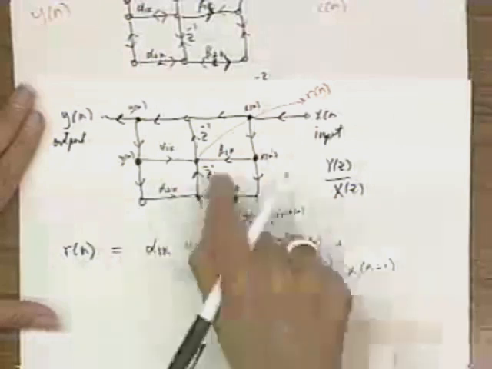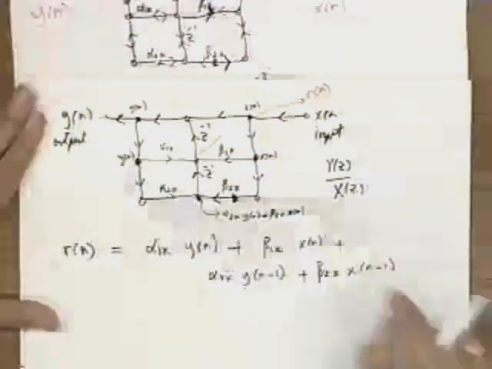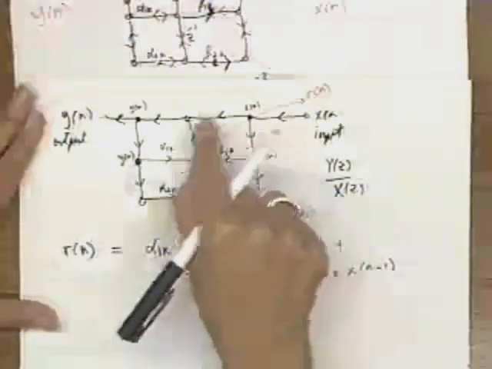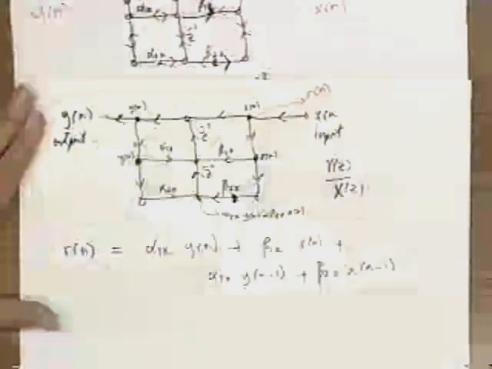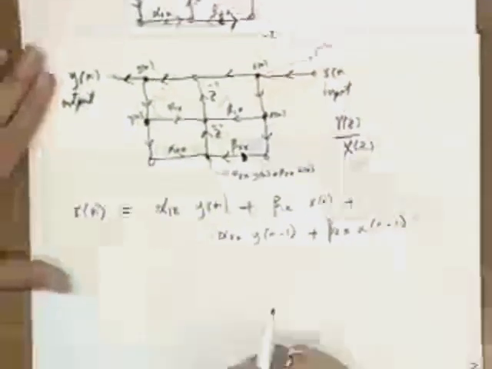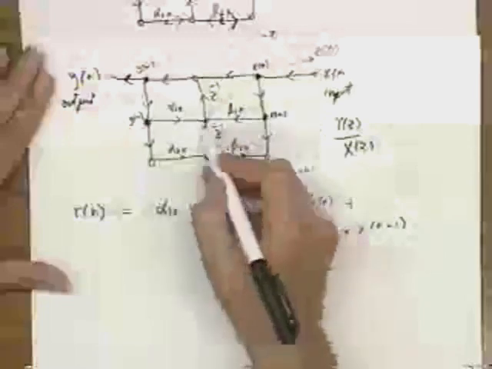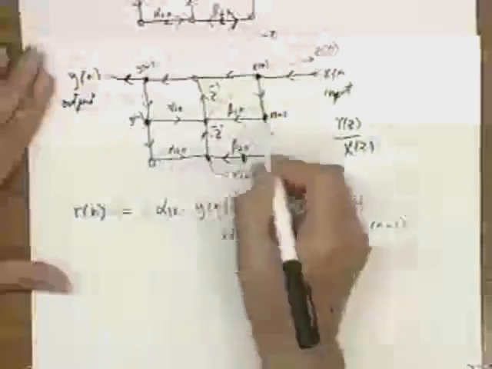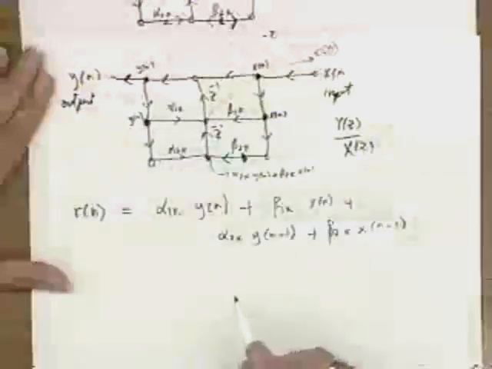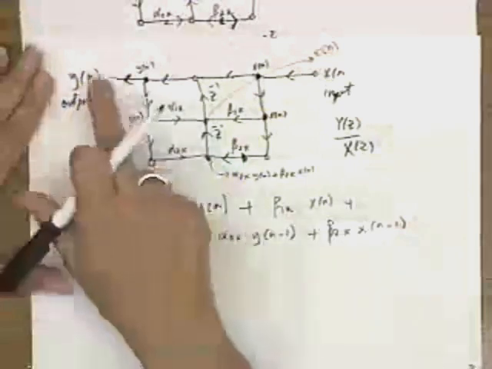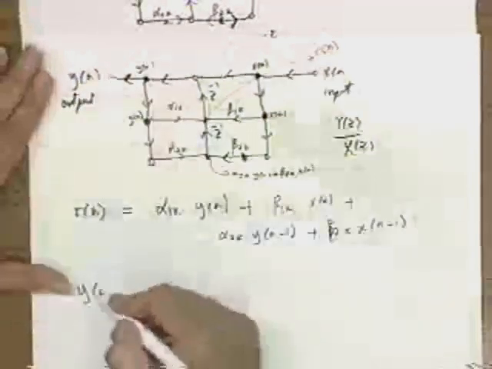So the sum of these four terms describes what r of n is. The only reason I came up with this intermediate point is to help me relate y of n to x of n. So we wrote down the expression of this being the sum of this guy and that guy. Now, how can we write down the expression relating y to x?